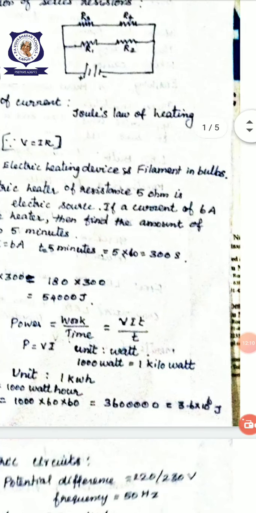And then filament in bulbs. In olden days, not nowadays, we used bulbs with a filament. It's made up of tungsten. When it is heated, light energy is produced. But nowadays it is not preferable. Why? Only 5% of the energy is converted to light energy. The remaining 95% of energy is wasted. So nowadays this type of bulb is not in use, but here also we are using the same principle, that is the heating effect of current, in the filament of bulbs.